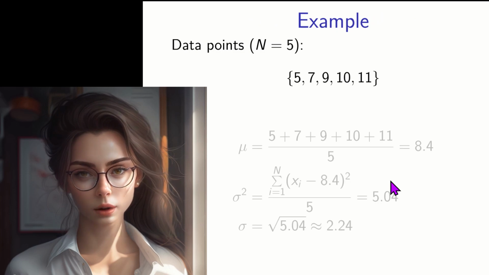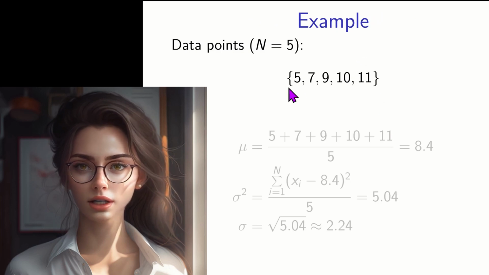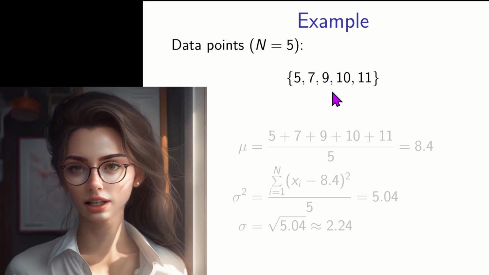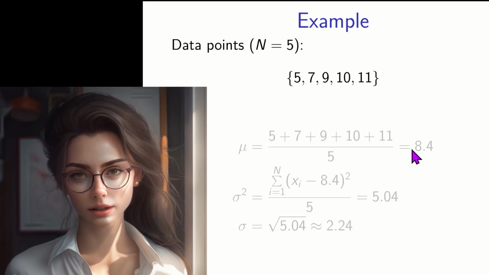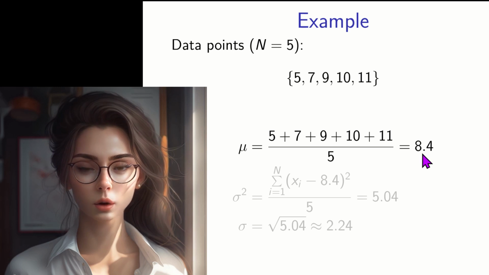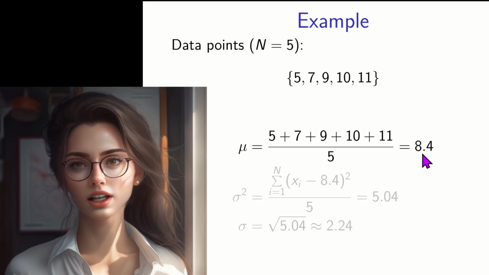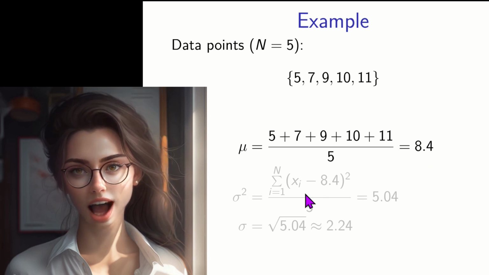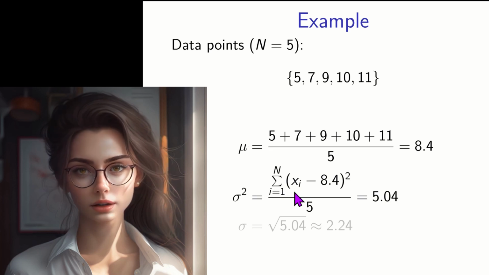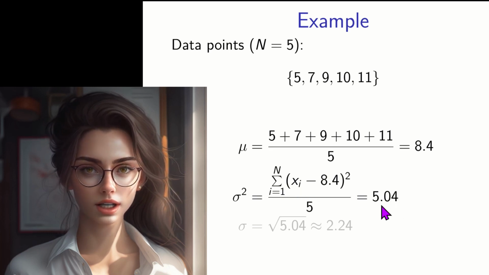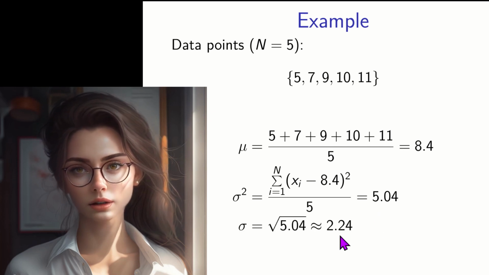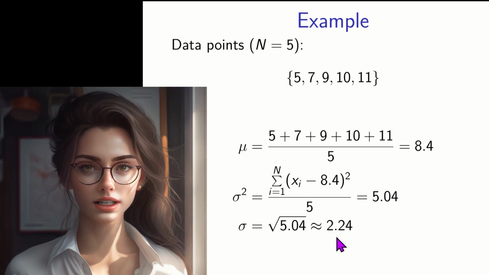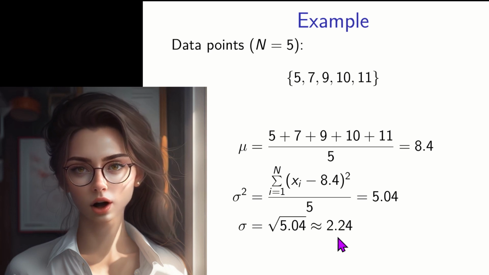Let's take this set of data points: 5, 7, 9, 10, 11. The mean of these data points is 8.4. To find the variance, we'll first calculate the squared differences from the mean for each data point and then add them all up. The variance comes out to be 5.04. And to get the standard deviation, we just take the square root of the variance. So the standard deviation for this dataset is approximately 2.24.